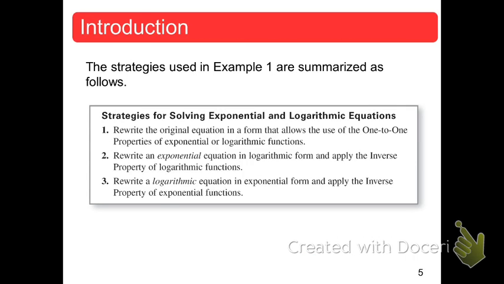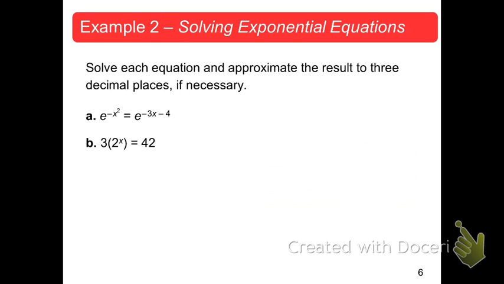So we're going to use these strategies to actually solve all the examples that we did in one. This strategy here is one, we're going to rewrite the original equation in a form that allows us to use what's called the one-to-one property of exponential and log forms. Or, number two, we can rewrite an exponential equation in log form and apply the inverse property of logarithms. If we have a log equation, we can write it in exponential form and use the inverse properties of logs. So let's look at a couple of examples.